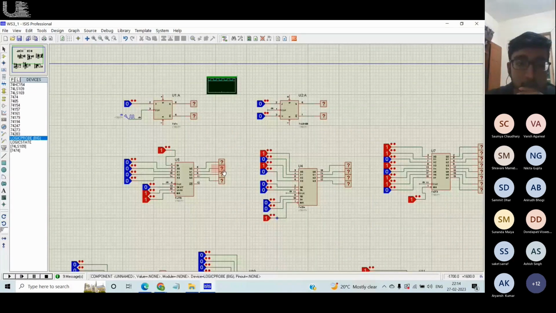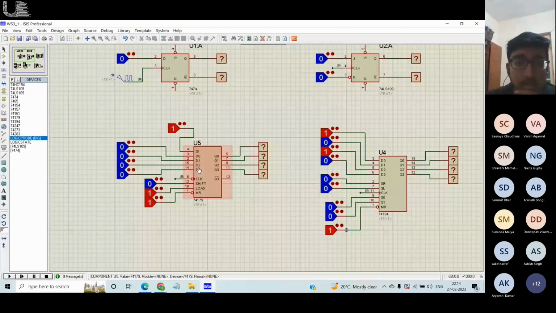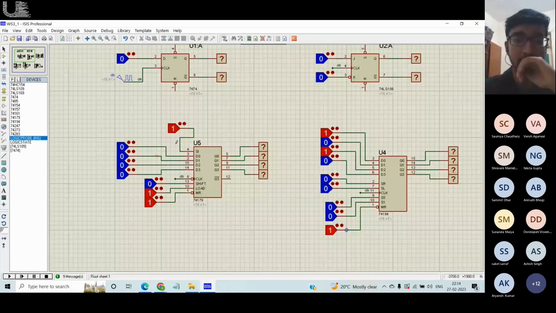Coming to this, it is a shift register. Now it is not a universal shift register. It is a normal shift register. Why? Because it can only shift right. It cannot shift left. As you can see, there are two pins here, one for shift and one for load. Initially I'm having shift as 0 and load as 1. That means whatever comes in the parallel input will become the parallel output.